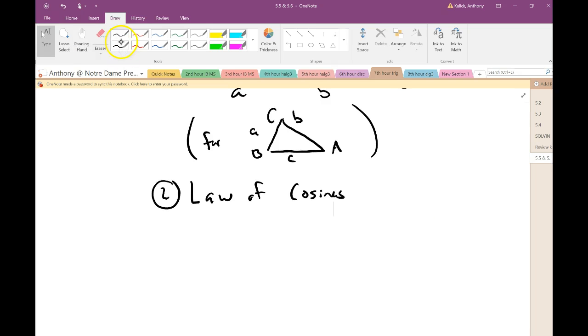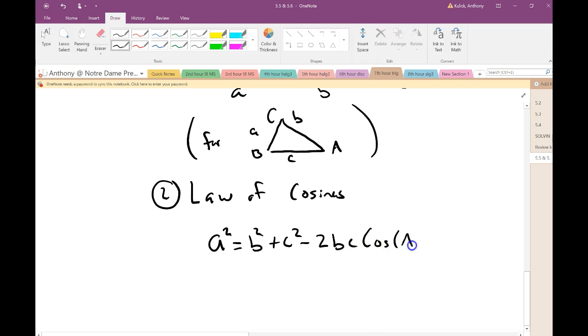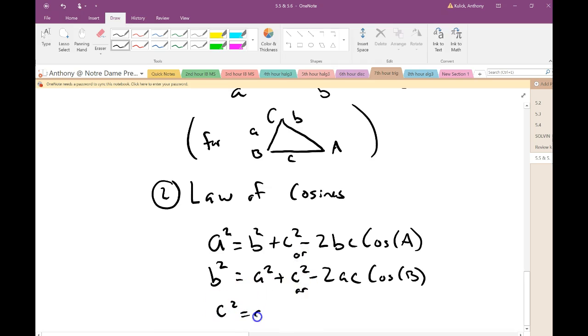The law of cosines says that a squared is equal to b squared plus c squared minus 2bc cosine of A. Or you could say b squared equals a squared plus c squared minus 2ac cosine of B. Or you could say c squared equals a squared plus b squared minus 2ab cosine of angle C. These are all kind of equivalent statements.